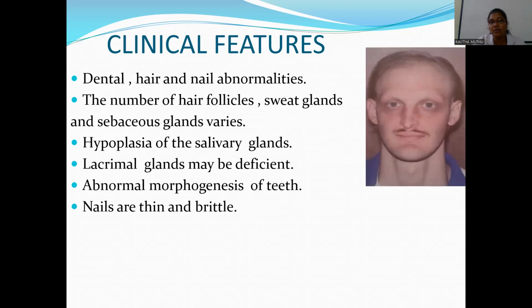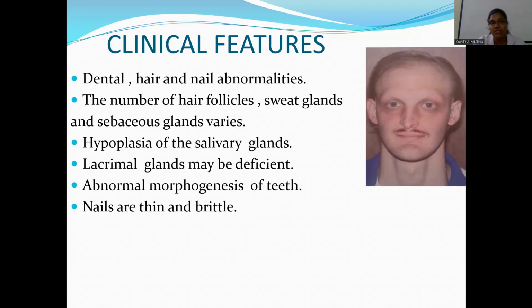Look at this picture closely. What are the things you can observe from this picture? Just watch this picture deeply. You can see the eyebrows, hairline, right? And you can see the mouth profile, okay, everything. And here you can see dental, hair, and nail abnormalities. The number of hair follicles, sweat glands, and sebaceous glands varies. And there is hypoplasia of the salivary glands.